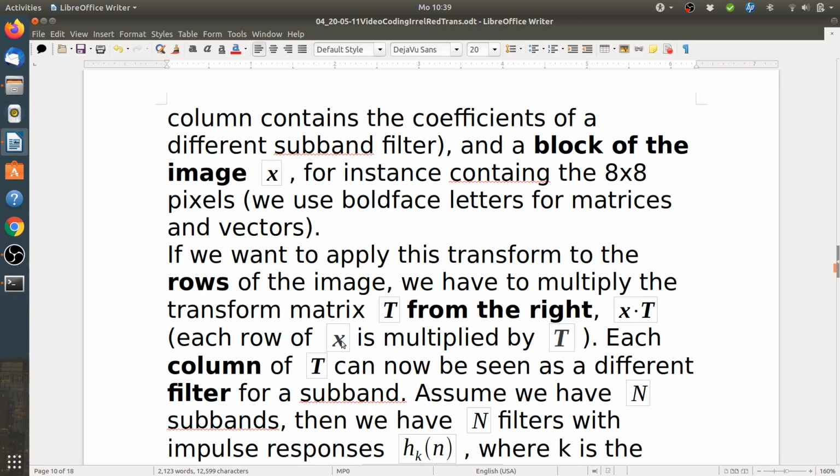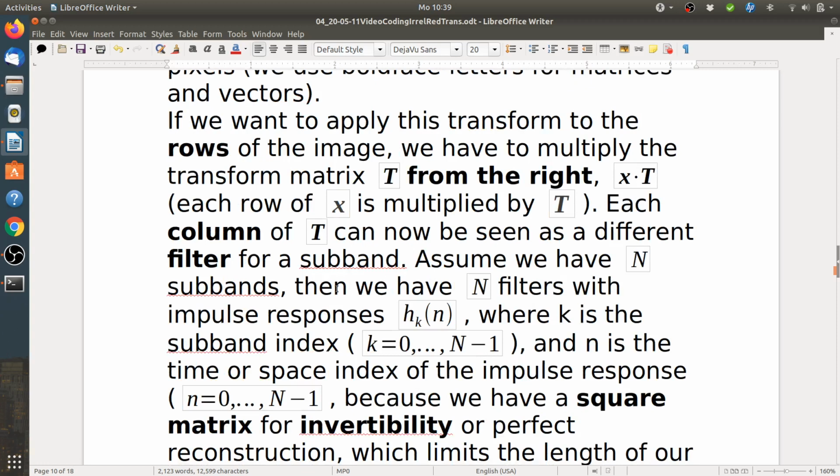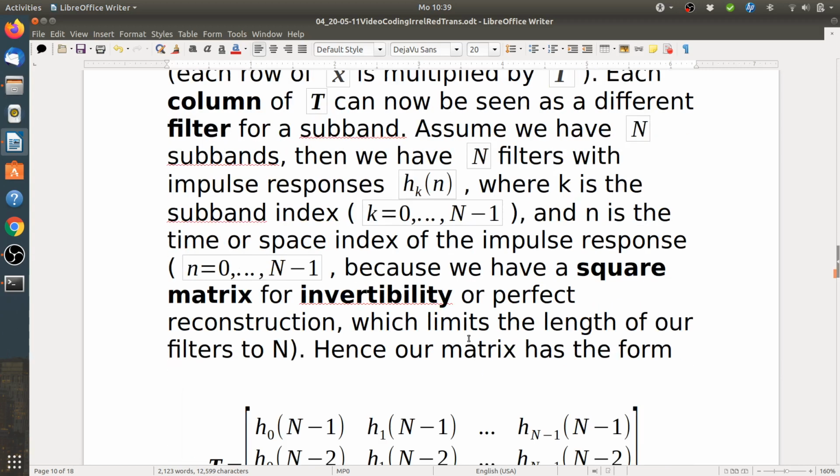So now we want to apply this transform to the rows. Then we have to multiply the transform matrix from the right. So here we have X times T. So that means each row is multiplied by T. And then each column of T can now be seen as a different filter for a subband. Assume we have n subbands, then we have n filters with those impulse responses, h_k of n, where k is the subband index. Right, so each column of T is one of those filters. And n is the time or space index of the impulse response.